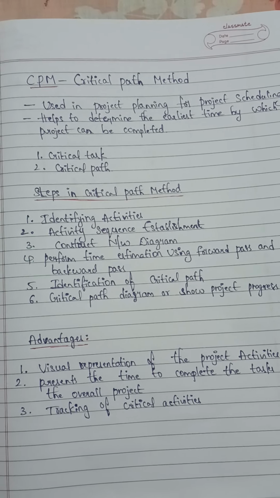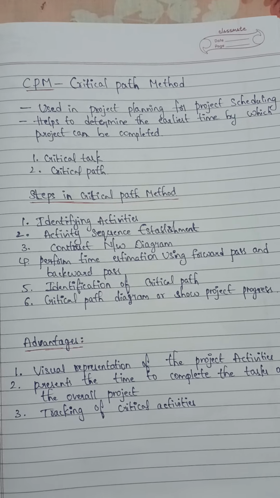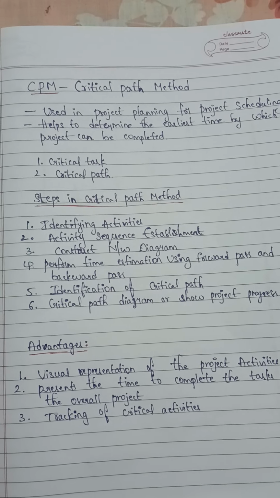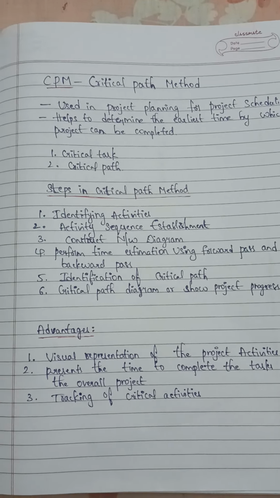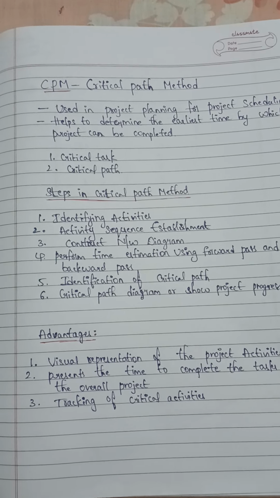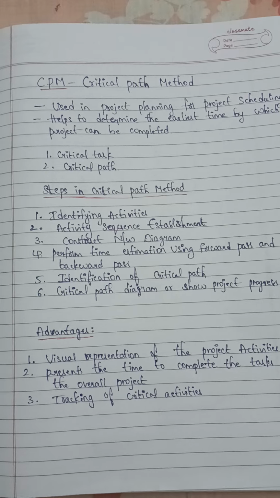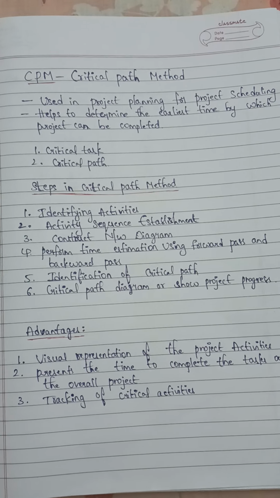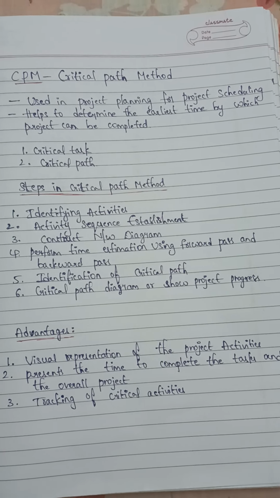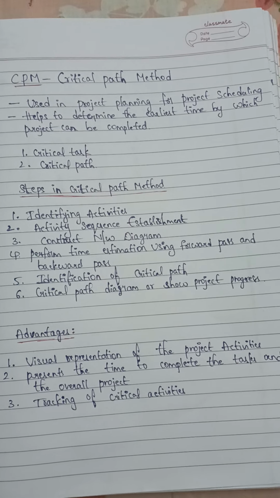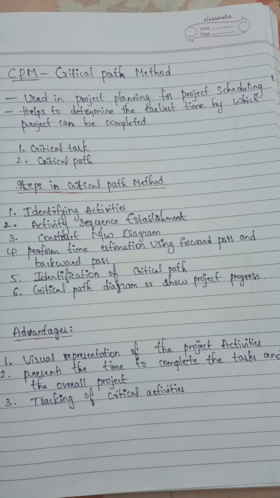Steps in the critical path method, there are 6 steps. The first one is identifying activities. To identify the activities we require the work breakdown structure. Work breakdown structure is used to identify the activities which are involved in the project, and it is the main input for critical path method. And here we are going to select the high level activities. When detailed activities are used, the CPM may become complex to manage.